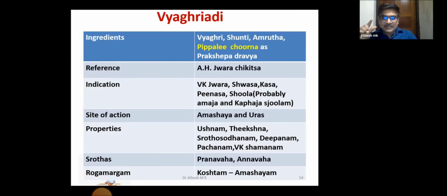Here, the Acharya needs the Pipali Churna, the properties of the Pipali, that Ushna, Tishna, etc. properties are needed here to break the Avarana of the yoga, the Avarana of the Kapha. But that should not provoke Pitta also. For that purpose, as a Praksheva Dravya, that is in a small quantity, the Acharya asked to include this Pipali as a Praksheva Dravya. So, Vyagri, Shundi, Amrita Kwatha, Pipali Churna, Samhita.